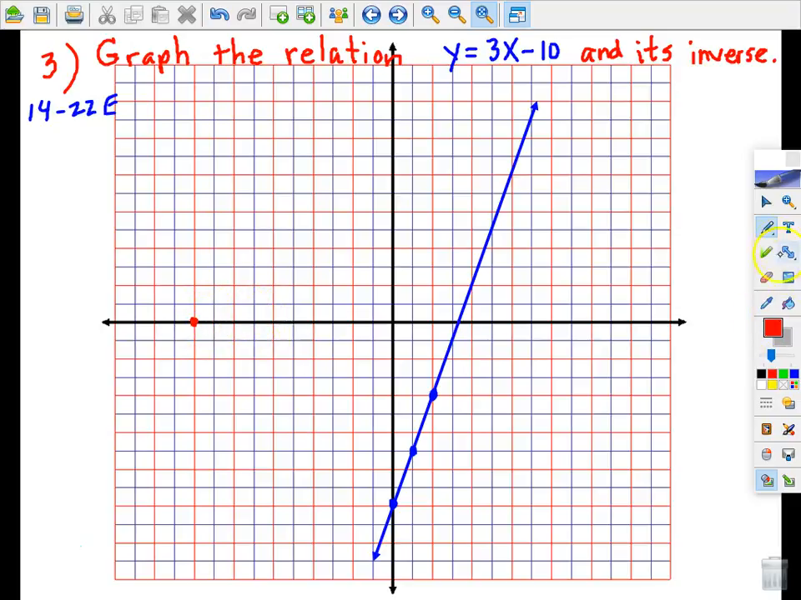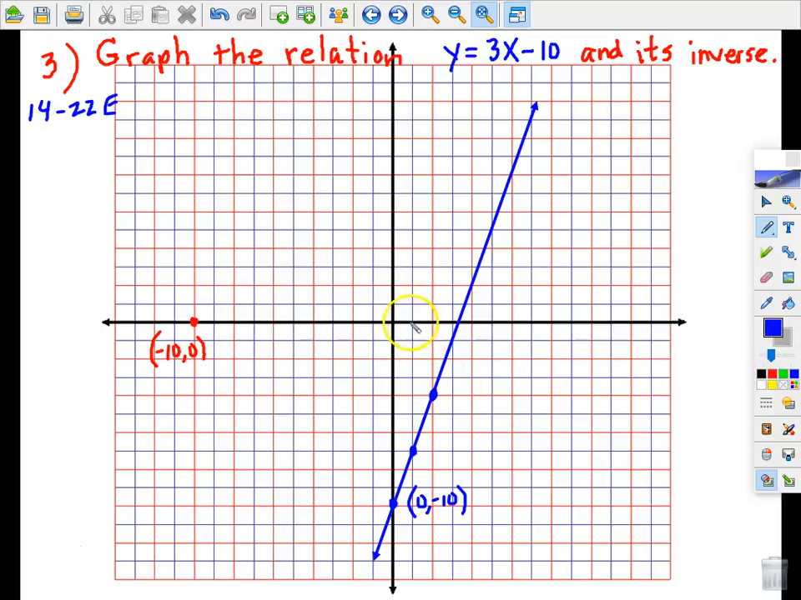Okay, let me just write that so you can see it. On the original blue, we had the point 0, negative 10. So if we want to graph the inverse, we just switch those, switch places. This is what I was doing on that first slide. All right, let's do another one.